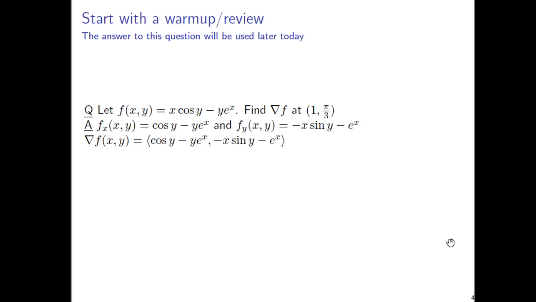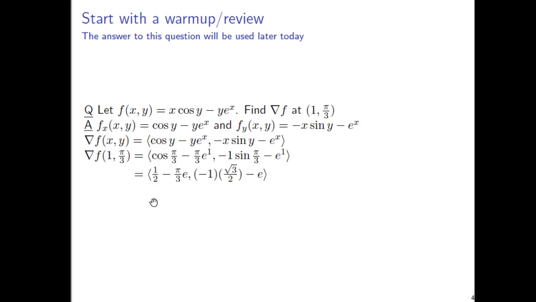So we stick those two things together in a new vector to create the gradient. And then we just need to evaluate this at 1 comma pi over 3. So replace all the x's with 1s and all the y's with pi over 3s. We get a thing that looks like that, which will clean up this way, right? Cosine of pi over 3 should be 1/2, and sine of pi over 3 is root 3 over 2. And if we just clean this a little more, I guess this is as nice as it will look.